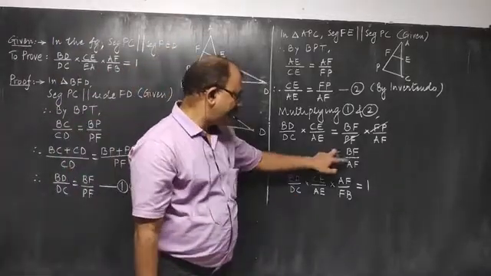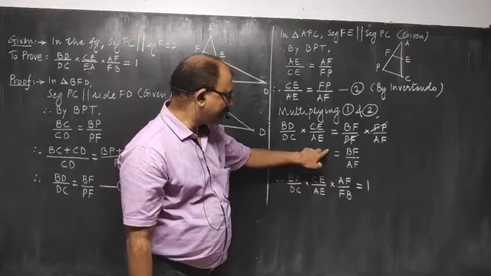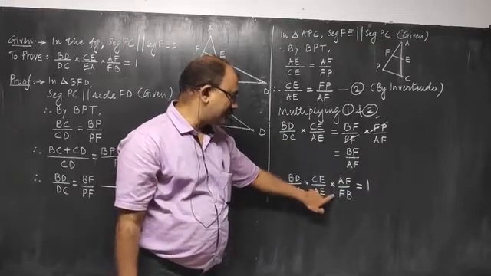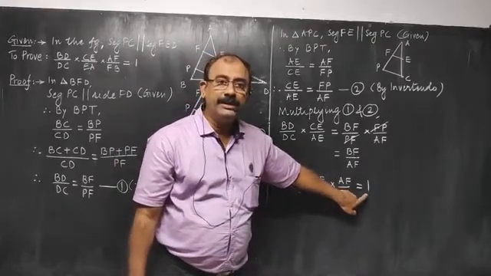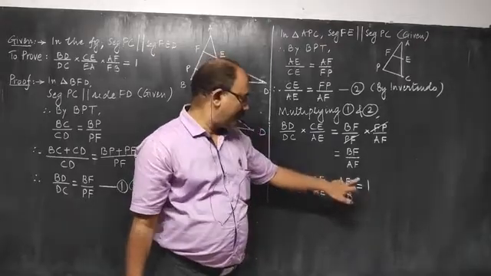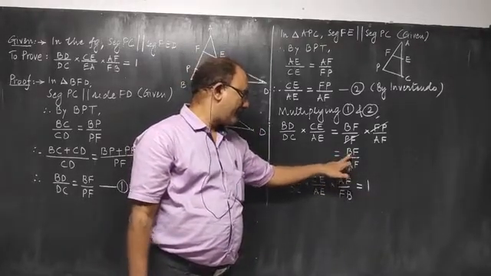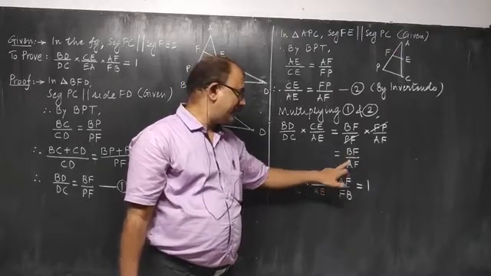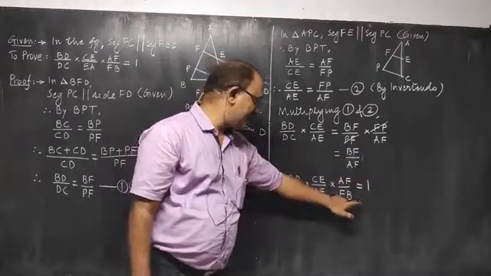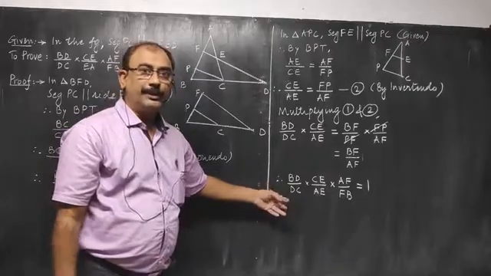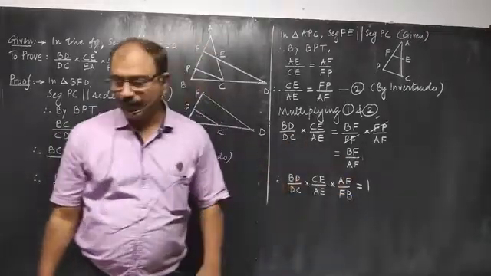So this ratio, when you cross multiply, comes in the third position, and on the right hand side what do you get? You get 1, because AF will go to the numerator, FB will go to the denominator, and what will be left on the right hand side is 1. Finally what you have got is that the product of the three ratios is equal to 1.